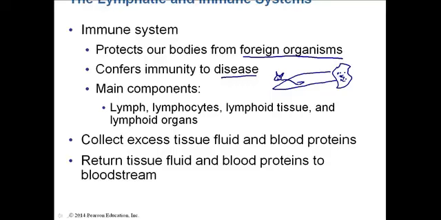All right. So here are the main components. This will be an answer to one of your questions. Lymph, that's the fluid. Lymphocytes, remember that's one of those white blood cells. Lymphoid tissue, these are patches of lymphocytes in loose connective tissue. And then lymphoid organs such as the thymus, the spleen, and tonsils and lymph nodes. So we collect excess tissue and blood proteins and return them to the bloodstream.